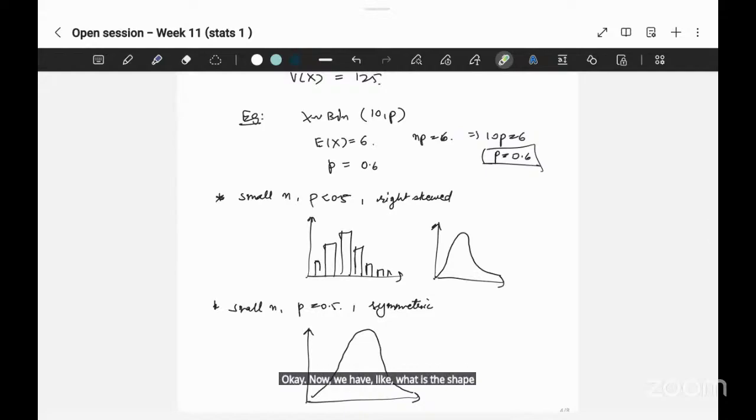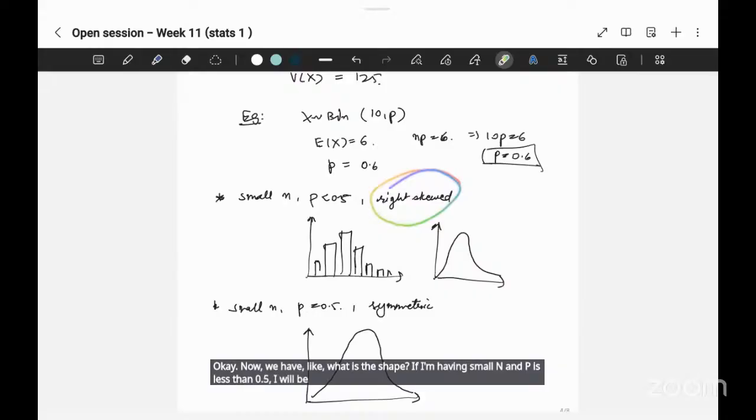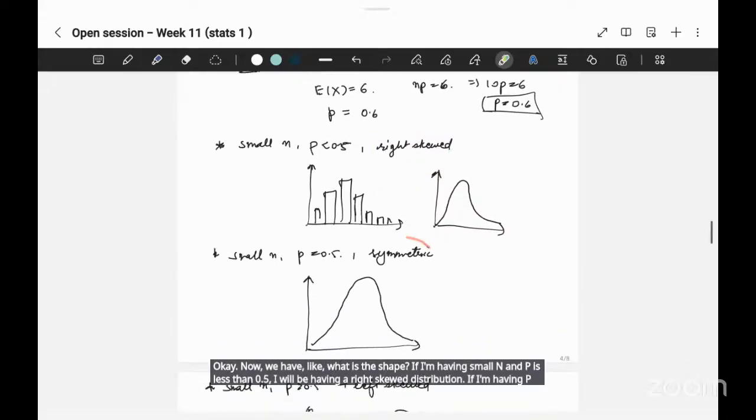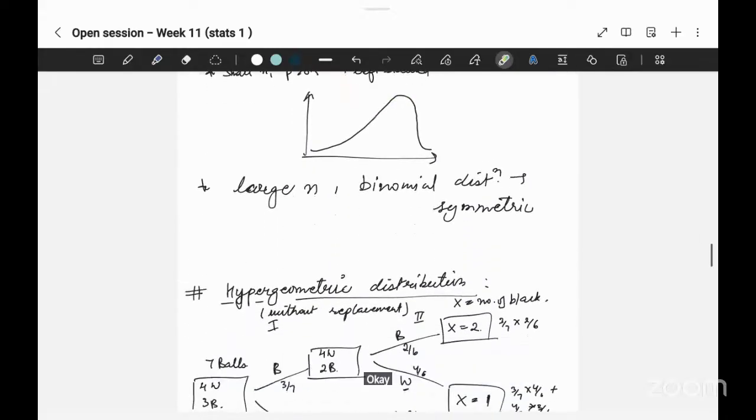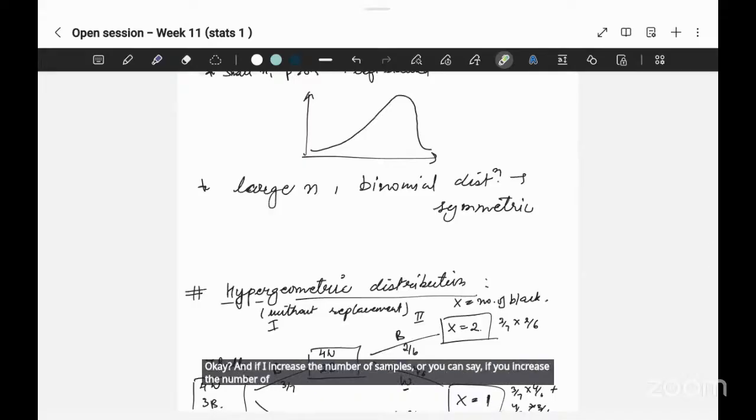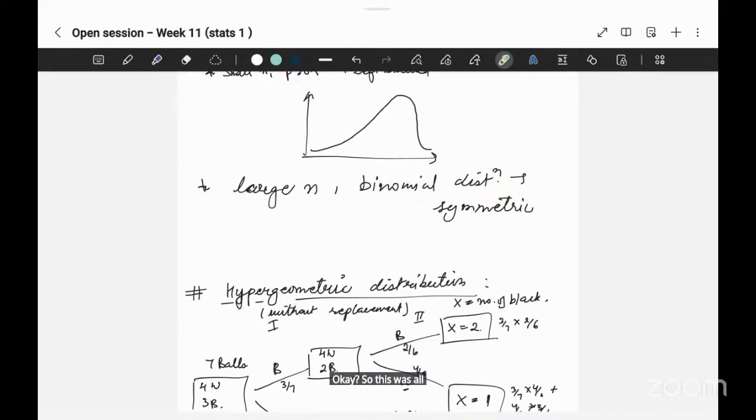Now we have, what is the shape? If I have a small n and p is less than 0.5, I will have a right skewed distribution. If p equals 0.5, I will have a symmetric graph. If p is greater than 0.5, I will have a left skewed graph. And if I increase the number of samples, or you can say the number of trials, my binomial distribution or this graph will become symmetric. Okay. So this was all about the Bernoulli and the binomial.